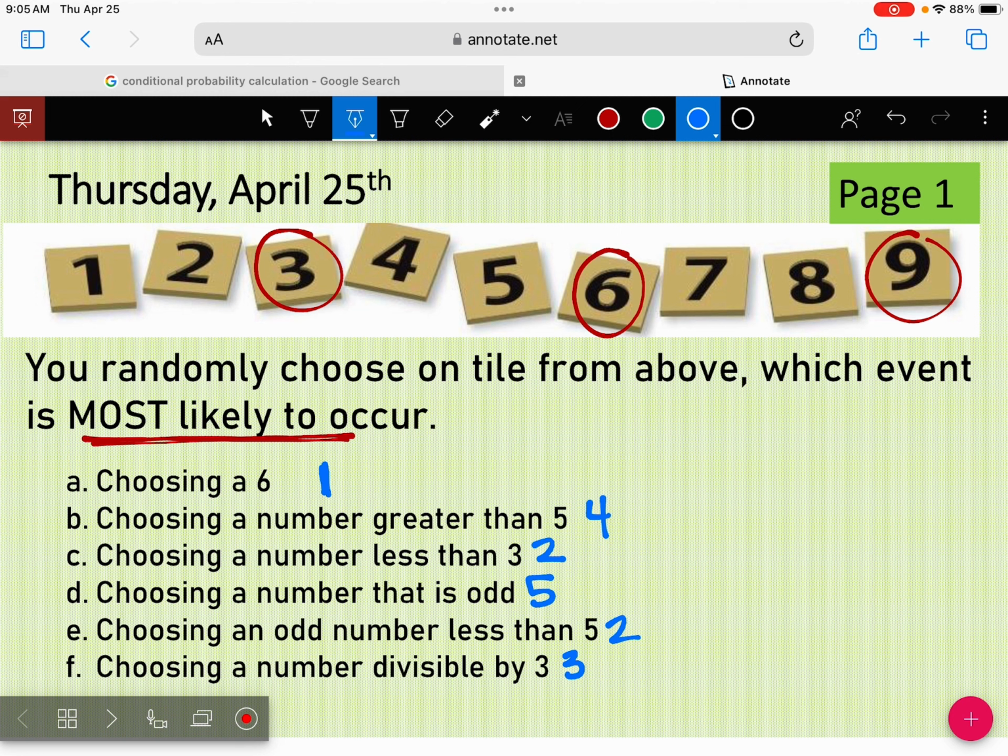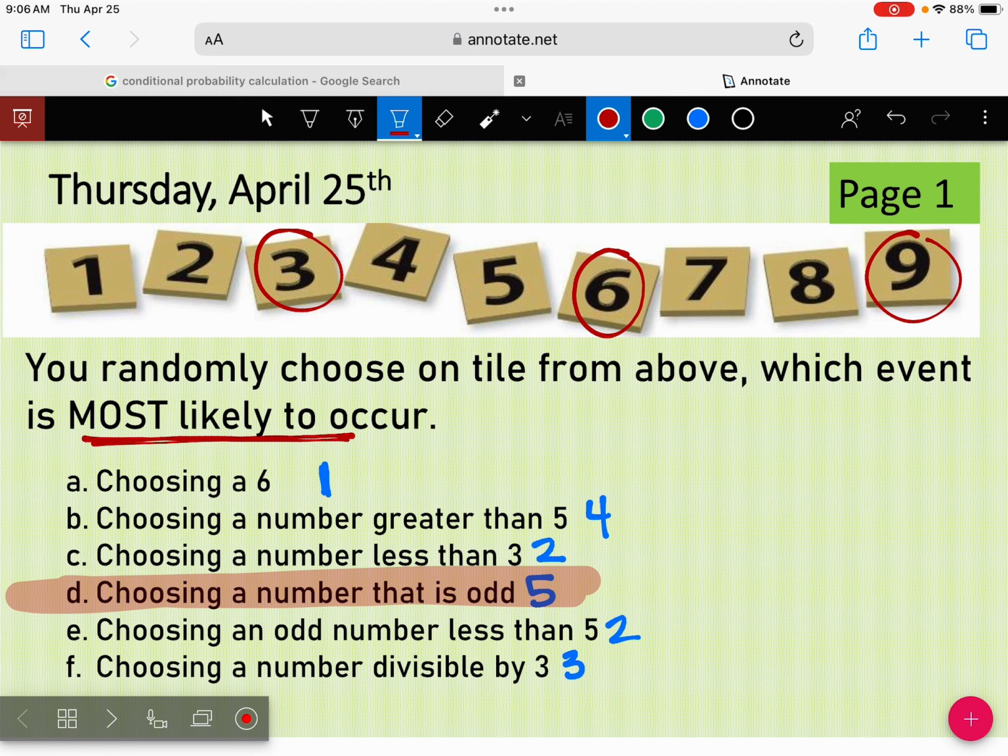All right, so which one is most likely to occur? A, B, C, D, E, or F? D, right? Because D, there are 5 different options that would work to satisfy that condition. And that's what probability is. It's kind of like, what are the chances that this event could happen?